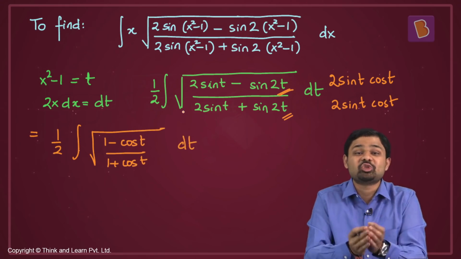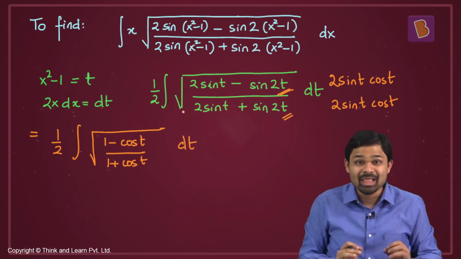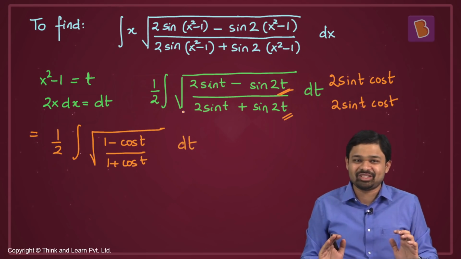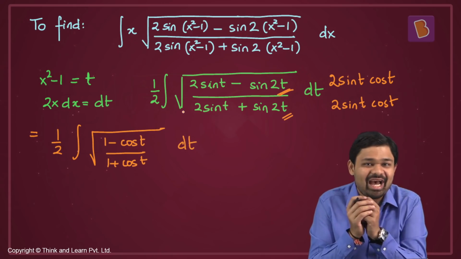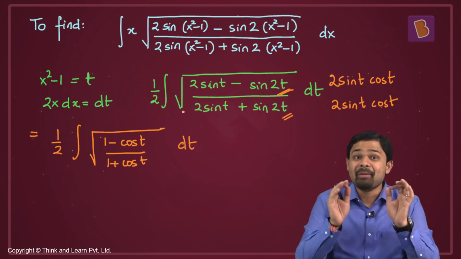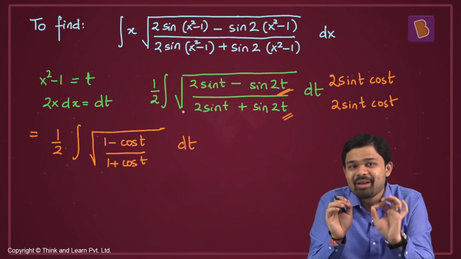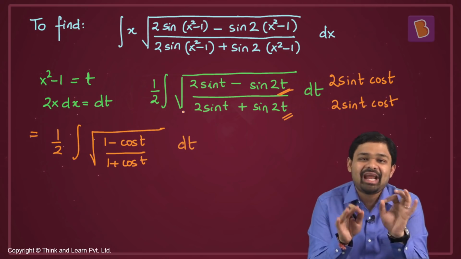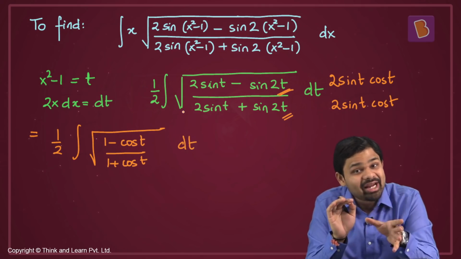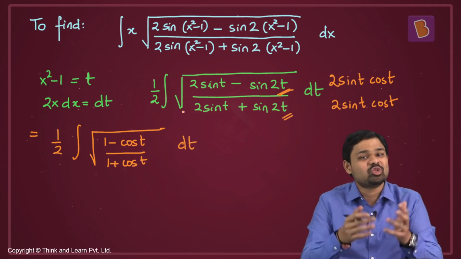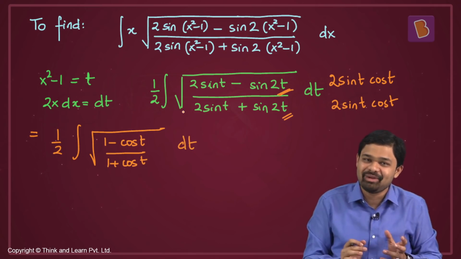It is now reduced to a very simple form, and as soon as you see 1 minus cos t divided by 1 plus cos t, you should understand that we are supposed to make use of the tan half angle formula, because the square root of (1 minus cos t divided by 1 plus cos t) is nothing but tan t by 2, because tan square t by 2 is 1 minus cos t divided by 1 plus cos t, so the square root of that would be tan t by 2.